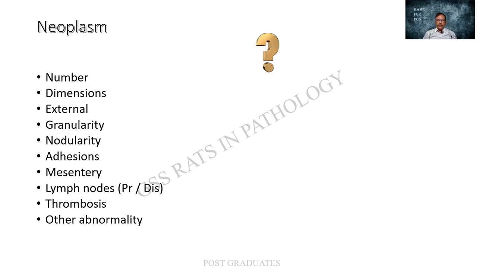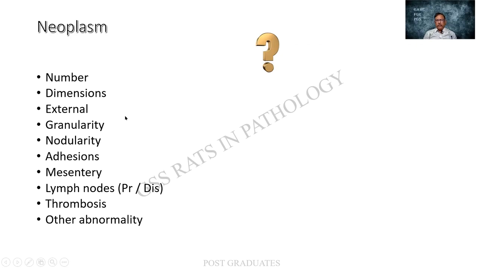Description of a neoplasm. This, of course, you will be doing in your grossing, and you are not totally new to this. But always think of these subheadings: the number of lesions, the dimensions, what is the external appearance, then whether there is any granularity or nodularity. These are two different terms. Nodule is generally larger. Granularity is multiple sand-like particles.